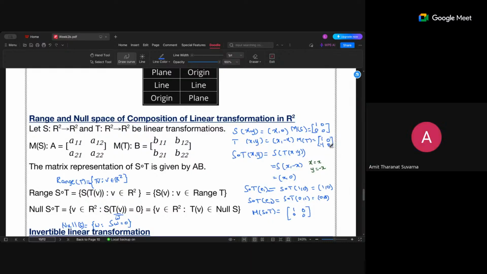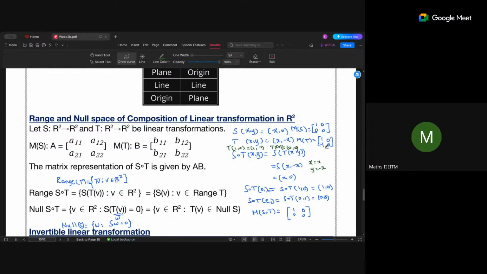See, T of e1 is (1, -1). Why? Because x is 1 and y is 0, and you are substituting these into the formula. Understood, this is the matrix.